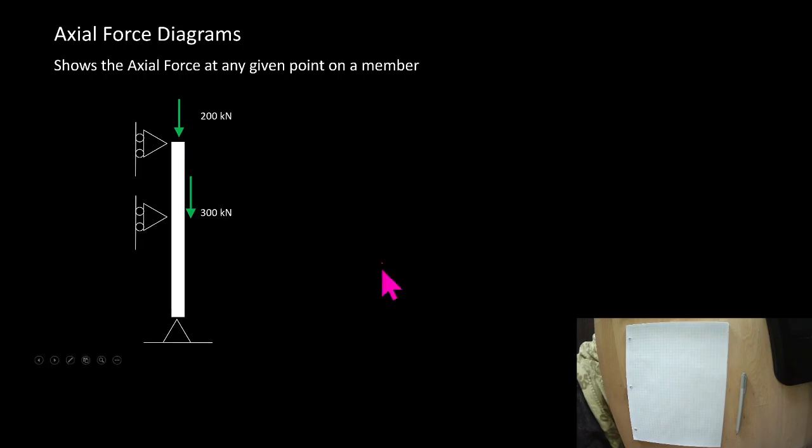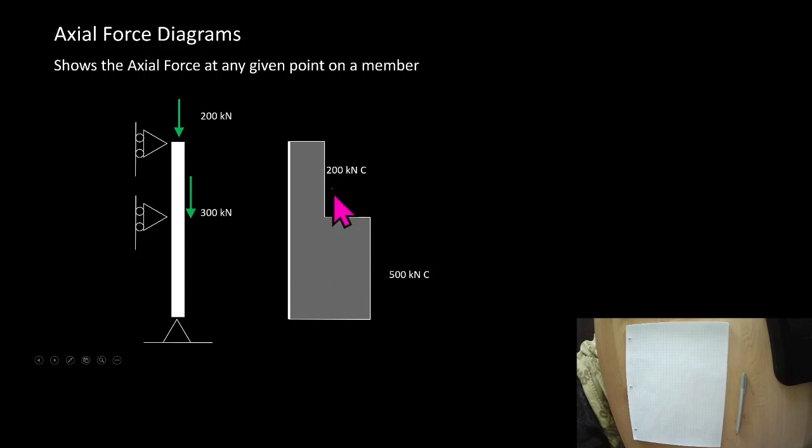What happens if we have this diagram? We would cut right here, and we could do the same thing and find that from here to here, there's 200 kilonewtons of compression. If we did a section here, we would find that we had 200 kilonewtons down and 300 kilonewtons down, and so that from here to here, we have 500 kilonewtons of compression. Note that it's not 300, it is the 200 from here and the 300 from here. Or 200 kilonewtons from here to here, and 500 kilonewtons from here to here.